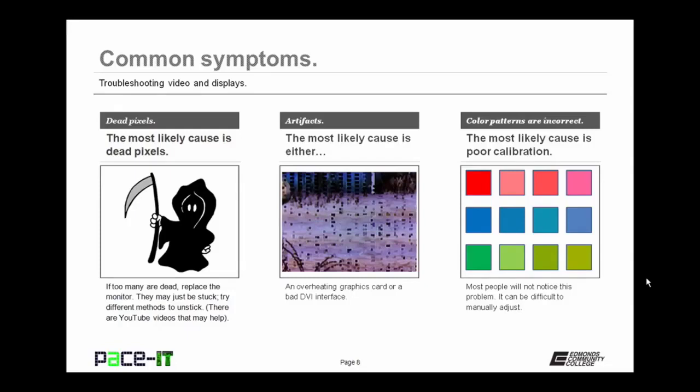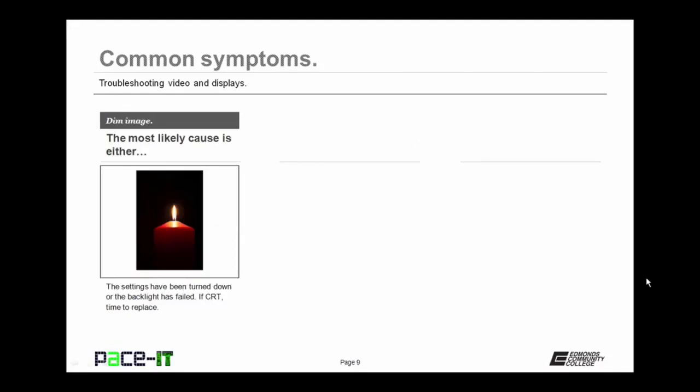They do make some software packages that ease that, but that's up to you. If your video display is suffering from a dim image, then the most likely cause is dependent upon what kind of monitor you have. Either your settings are too low, as in they've been turned down, or the backlight has failed in a flat panel display. If you're using a CRT display, they do dim with age. If the image becomes too dim, then it's time to replace the monitor.